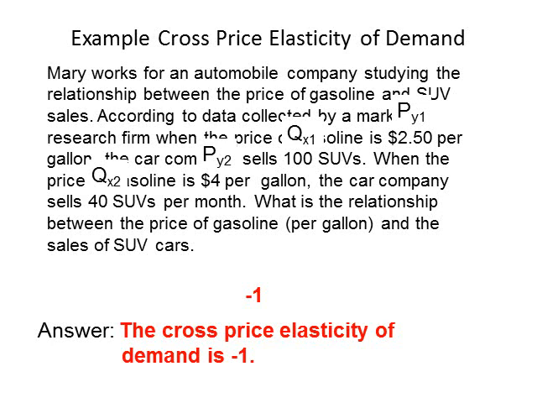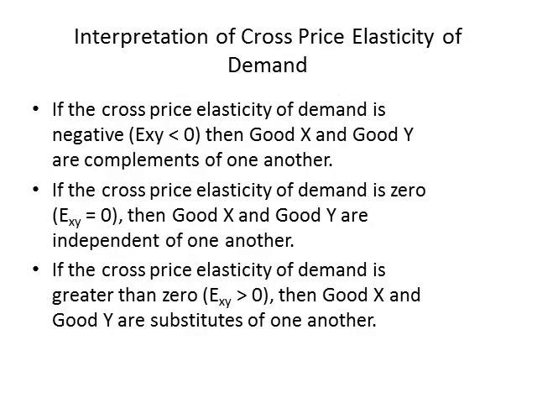Next, we need to interpret the meaning of the cross-price elasticity of demand. To interpret the result of our calculation, let's review the three criteria used to interpret our calculation. If the cross-price elasticity of demand is less than 0 or it is negative, then the two goods are complements of each other. If the cross-price elasticity of demand is 0, then the two goods are neither substitutes nor complements of each other. Finally, if the cross-price elasticity of demand is greater than 0 or positive, then the two goods are substitutes of each other.